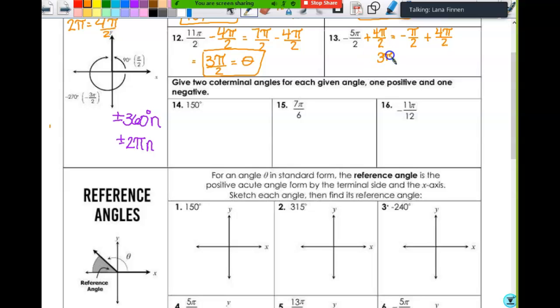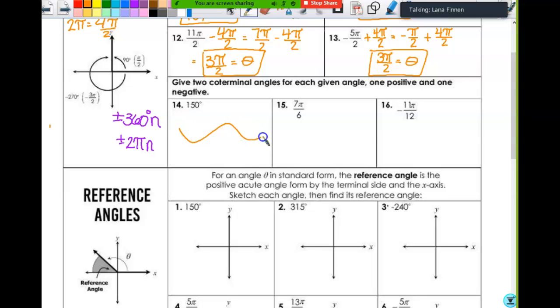3 pi halves. So I actually get the same angle as I did here, which is a coincidence. You won't always get this answer. So that means 11 pi halves, negative 5 pi halves, and 3 pi halves are all coterminal angles. Different ways to get to the same spot. It's just that that one's the only one that satisfies the between 0 and 2 pi part of it. Okay. Any questions at all?